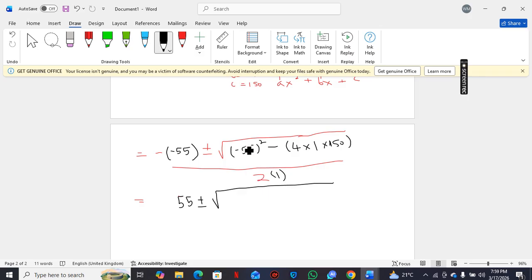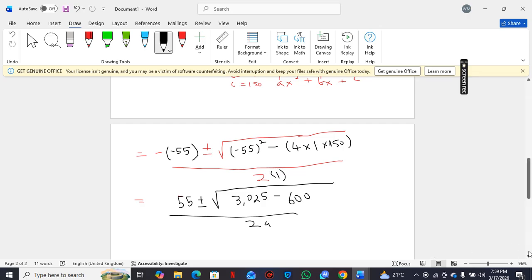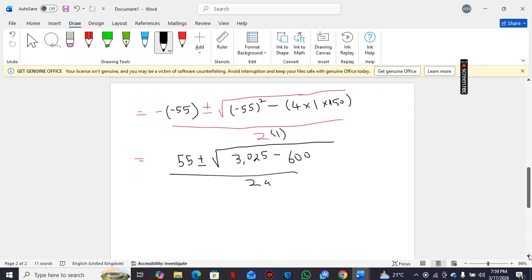So negative 55 squared, that's positive 3025. Minus 4 times 1, that is 4. Then 4 times 150, 600. Over 2a. Okay. In mathematics, this is how you should be showing your solutions in the exam. When they say show all steps, this is what it means, so that you get all your marks.